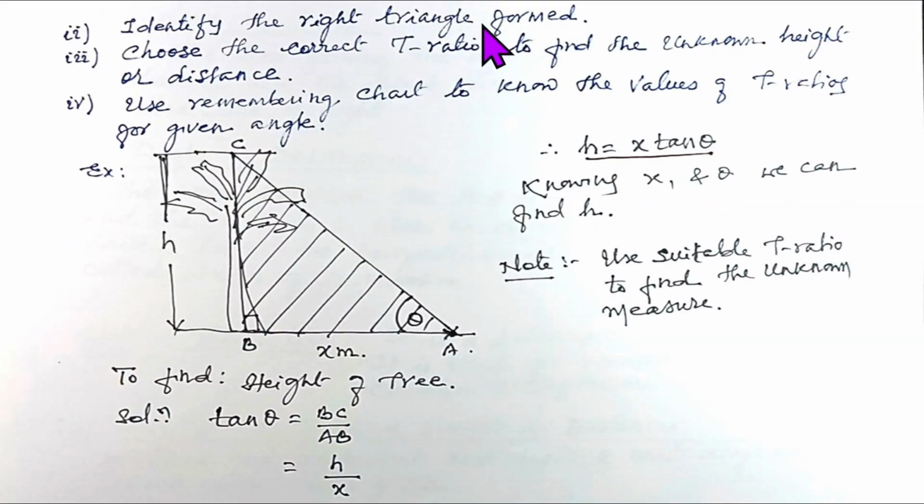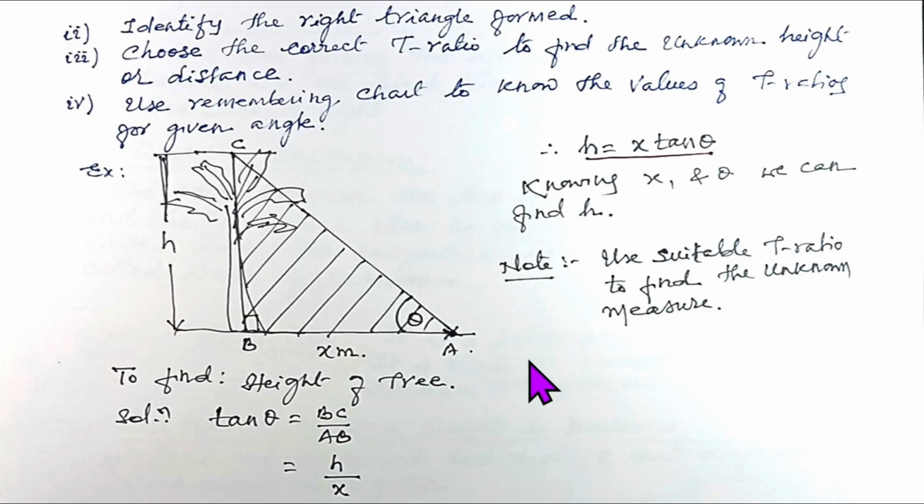Now identify the right triangle formed. So when we have drawn the diagram, we have to identify the triangle formed. Now choose the correct trigonometric ratio to find the unknown. So when you are asked to find an unknown, we have to choose one of the trigonometric ratios. We have 6 trigonometric ratios. Choose one trigonometric ratio where the calculation becomes easy to find the heights and distances. Now use the remembering chart to know the values of the t ratios for any given angle. So then we can find out the height or the distance being asked.